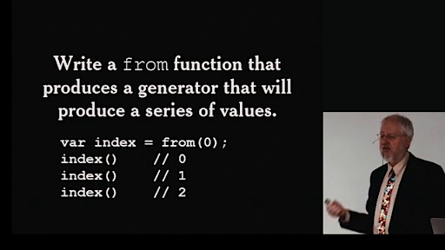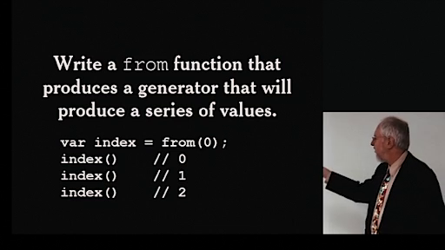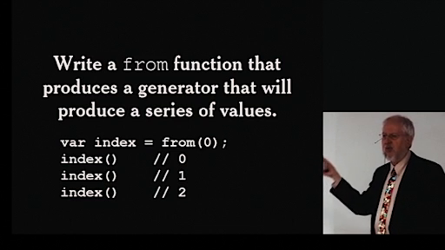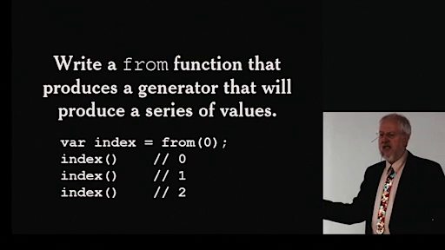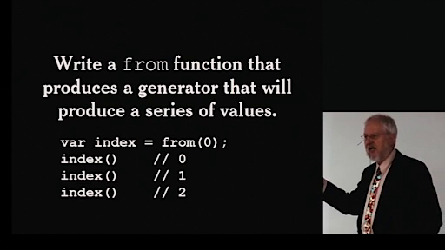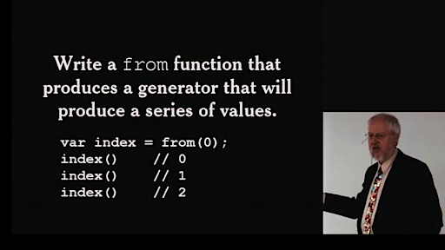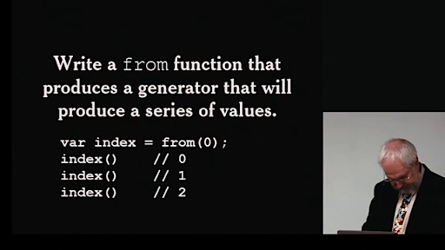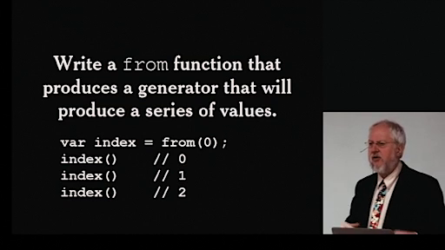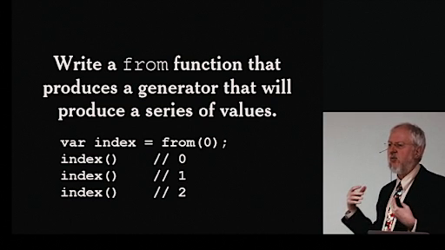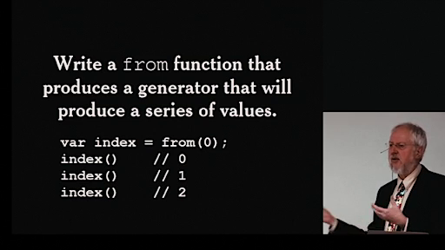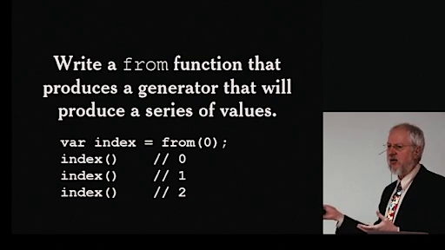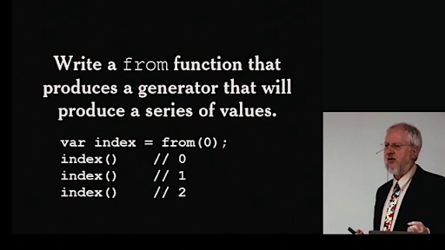Write a from function that produces a generator that will produce a series of values. So we're going to pass 0 to the from function. It will return a generator. In this case, I'm calling it index. Every time I call index, it will return the next value in the sequence that started with the starting value. What's a generator? A generator is a function that'll make things. So each time you call a generator, you'll get another thing. In this case, we're making a generator that's going to produce a sequence of integers starting at some value.